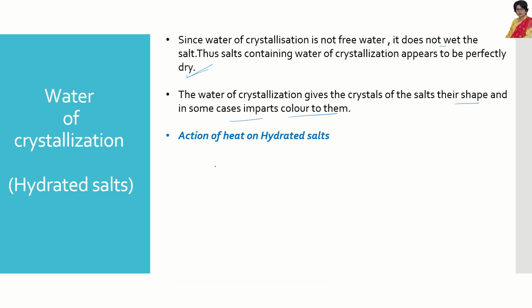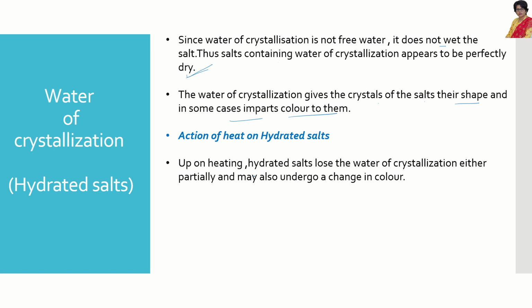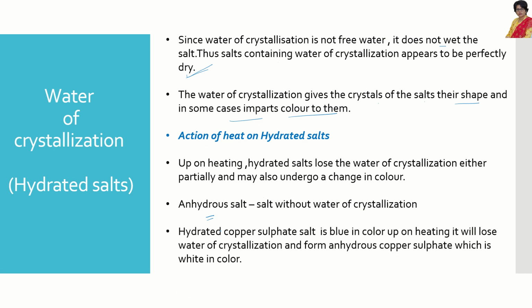Let's see the action of heat on hydrated salt. When we heat the hydrated salt, it will lose water of crystallization, partially or completely, or it may undergo a change in color. When it loses water of crystallization, the salt is known as anhydrous salt. Example: hydrated copper sulfate salt is blue in color. When we heat it, it will lose water of crystallization and form anhydrous copper sulfate, which is white in color.